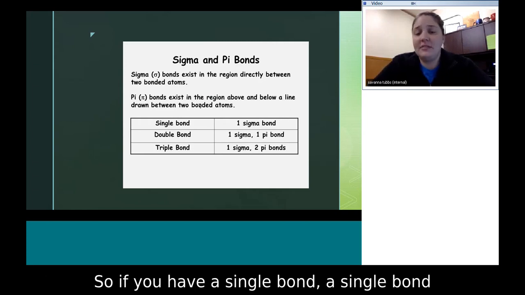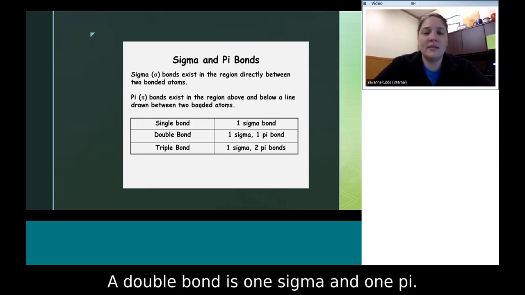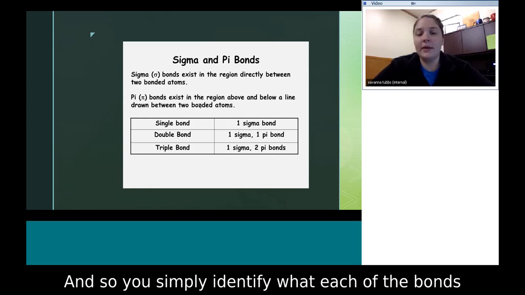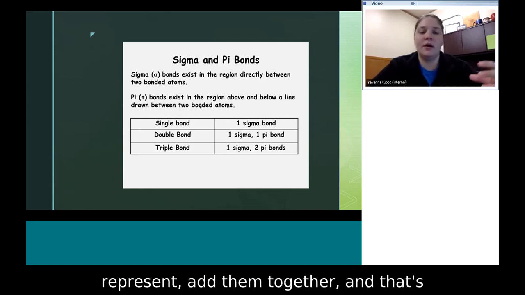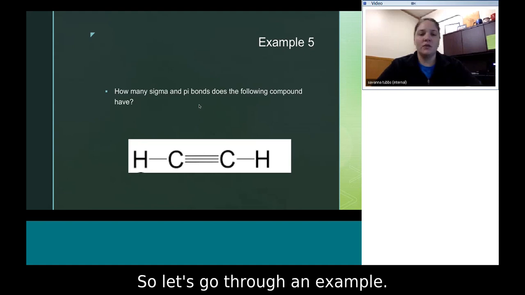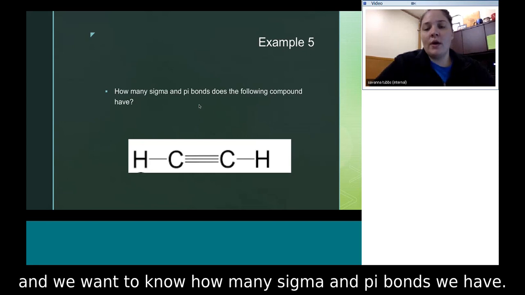So a single bond corresponds with 1 sigma bond. A double bond is 1 sigma and 1 pi. And then a triple bond is 1 sigma and 2 pi. And so you simply identify what each of the bonds represent, add them together, and that's how many sigma and pi you have for that compound. So let's go through an example. We have this structure right here, and we want to know how many sigma and pi bonds we have.